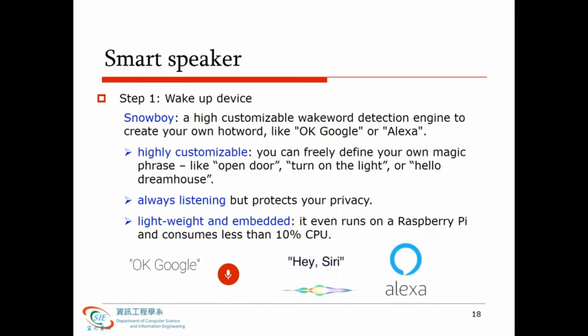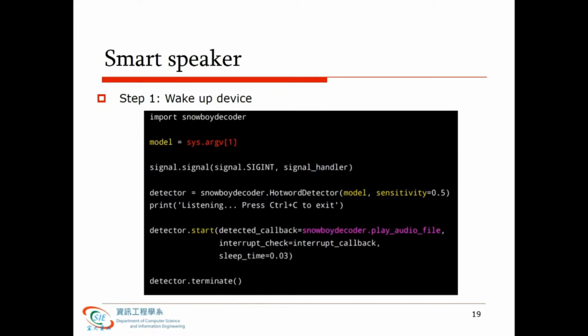The second property is always listening, but protecting your privacy. Another property is lightweight and embedded. It even runs on a Raspberry Pi and consumes less than 10% CPU. This is a part of the Python code, which is always listening and detecting the wake word Snowboy.